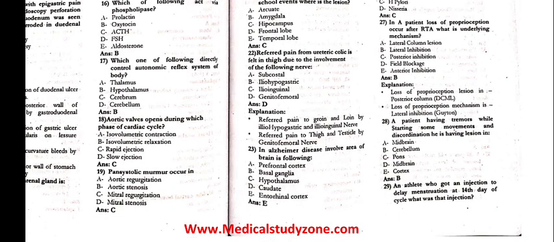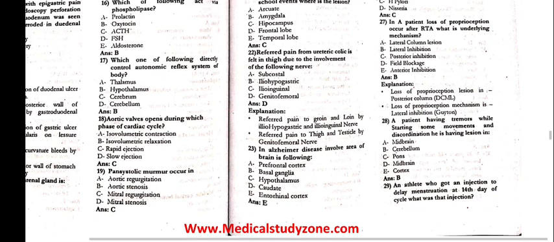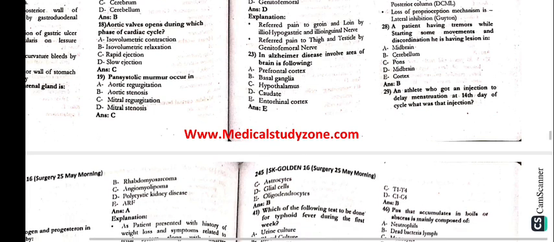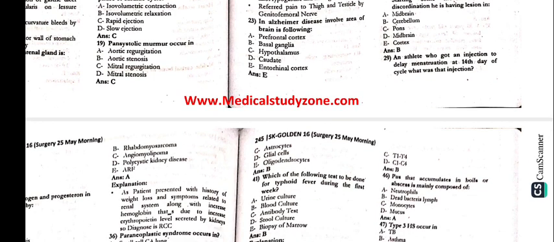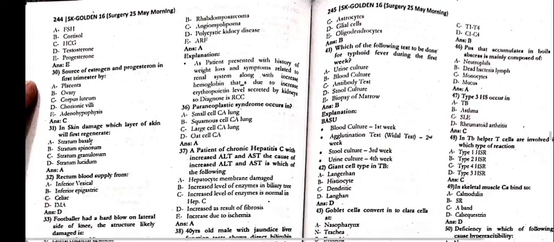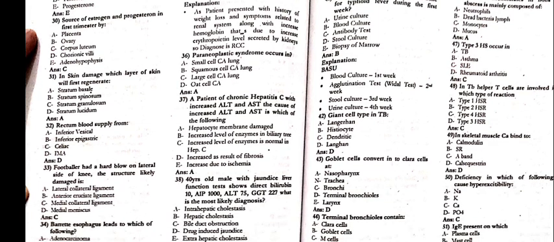Next, 27, a patient has loss of proprioception after an RTA. What is the underlying mechanism? The lateral inhibition. 28, the patient has tremors while starting some movement, with incoordination. He has a lesion in the cerebellum. 29, an athlete got an injection to delay menstruation on the 14th day of the cycle. What was that injection? That was progesterone. 30, the source of estrogen and progesterone in the first trimester is the corpus luteum.